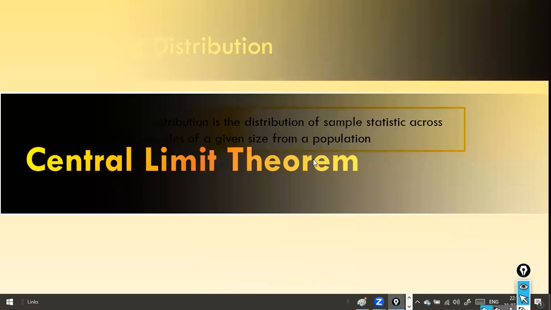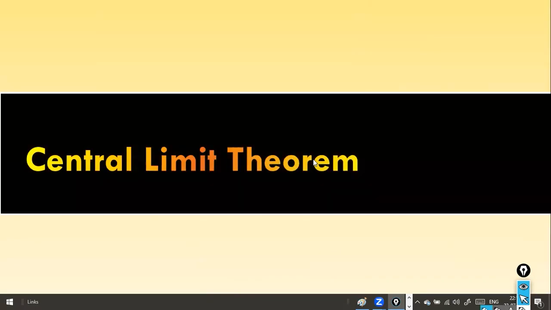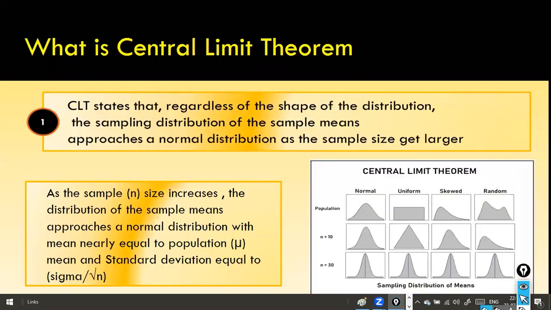One is the central limit theorem. I'm going to talk about the important concept called the central limit theorem. So what is the central limit theorem? In statistics, this is one of the important concepts. The central limit theorem states that regardless of the shape of the distribution, the sampling distribution of sample means approaches a normal distribution as the sample size gets larger.